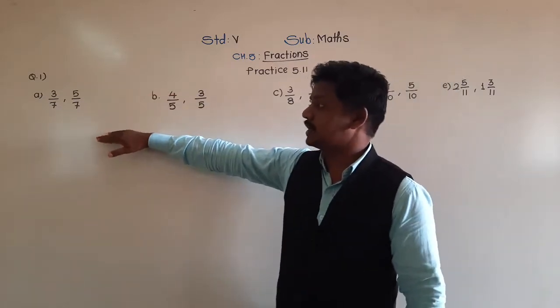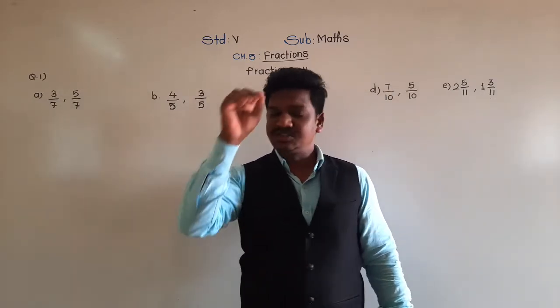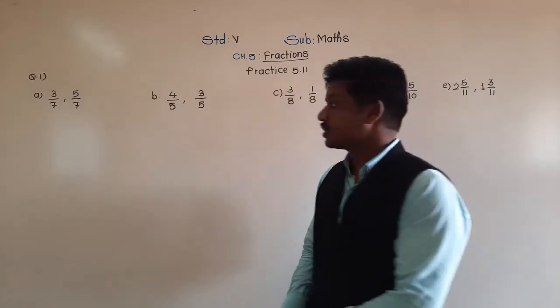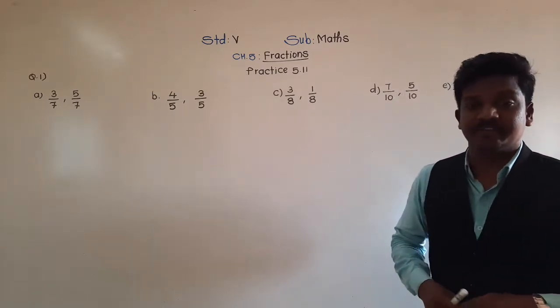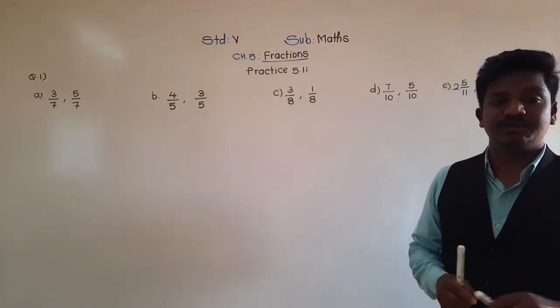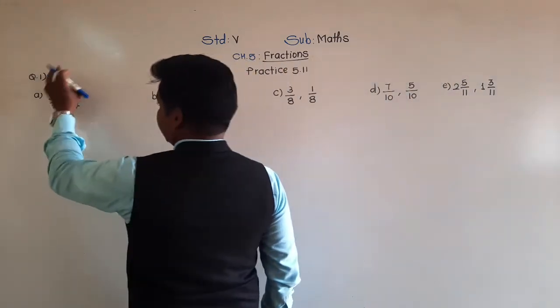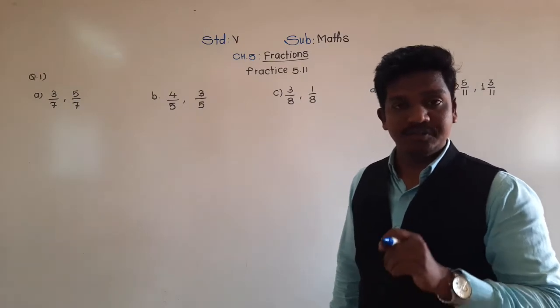The first type, addition of fractions having same denominators, is very easy. We have learned that last year. So see here, Practice 5.11, which is based on this addition of fractions, we are going to solve that. See the first question: add the following fractions. Find the sum of the following fractions.